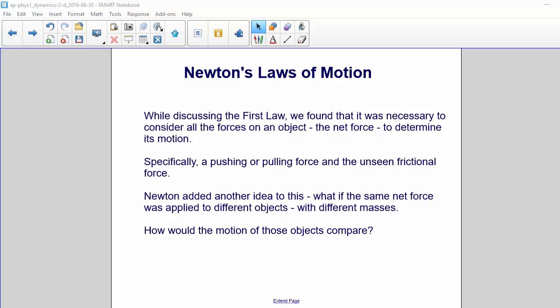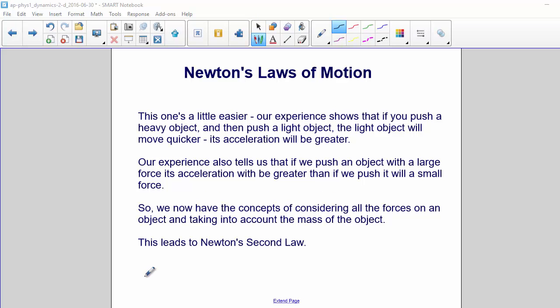What if the same net force was applied to different objects with different masses? How would the motion of those objects compare? This one's a little easier. Our experience shows us that if you push a heavy object, then push a light object, the light object will move quicker. Its acceleration will be greater. Our experience also tells us that if we push an object with a large force, its acceleration will be greater than if we push it with a small force.